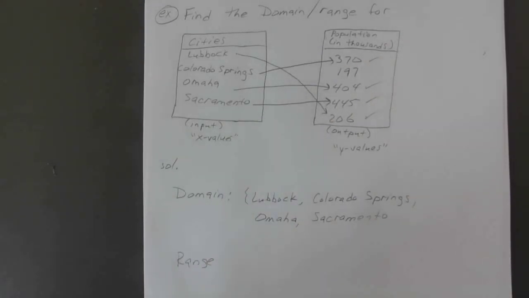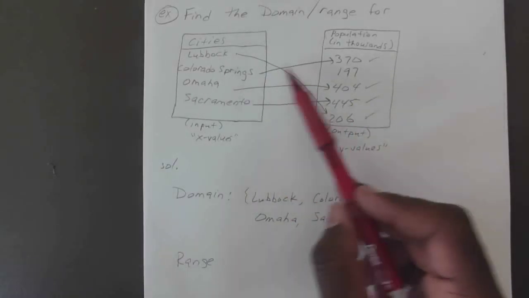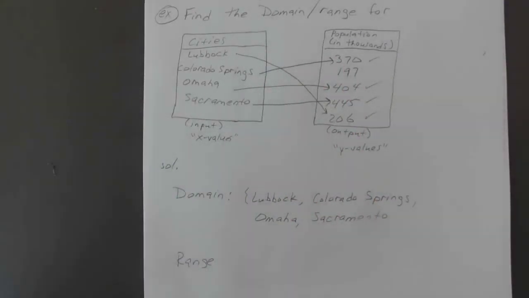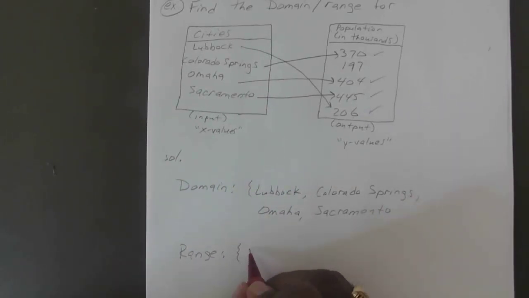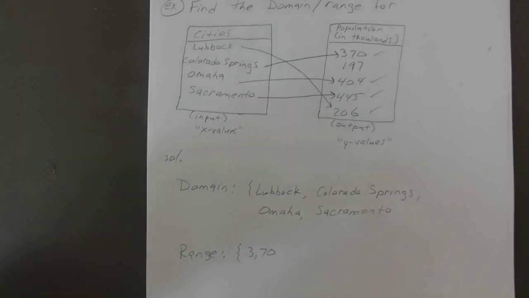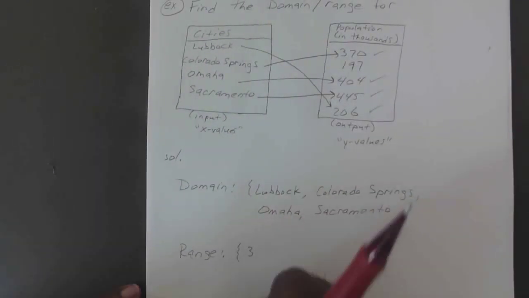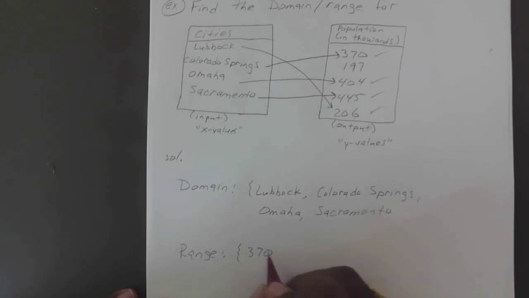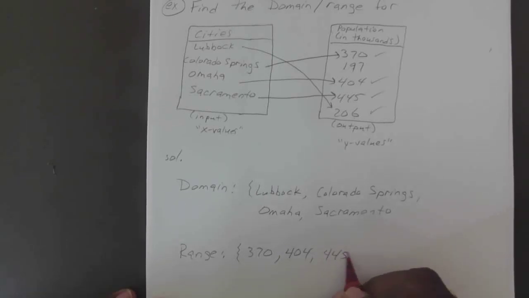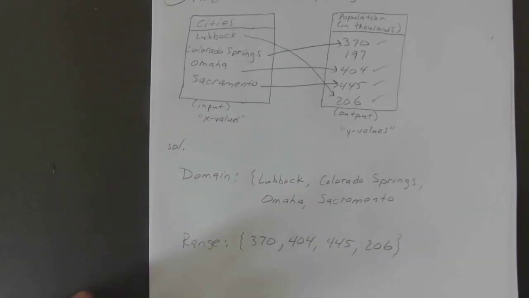Okay, because remember, if you wanted to put this as an ordered pair, you would have Lubbock, comma, 206. You would have Colorado Springs, comma, 370. So if you wanted to put those as an ordered pair, you'd only list the ones that were actually matched up with an X value. So your range here is going to be 370, 404, 445, and 206. Okay. So again, it's just a way of saying your X, comma, Y.